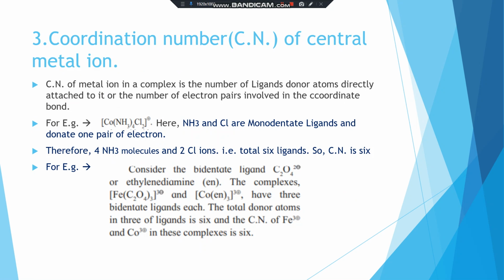oxalate, C2O4 2-, or ethylenediamine (en). The complexes [Fe(C2O4)3]3- and [Co(en)3]3+ have 3 bidentate ligands each. The total donor atoms in the 3 ligands is 6, and the coordination number of Fe and Co3+ in this complex is 6. So this is the coordination number of the central metal ion.